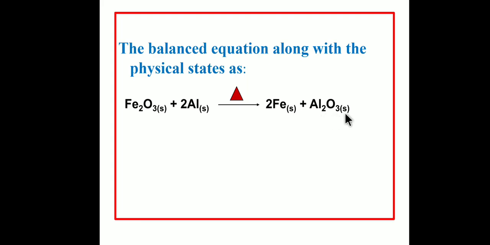That means this equation is not only giving the formulae, not only giving the conversion of the reactants into the products, it is also giving more information: whether the substances are in solid state or liquid state or gaseous state, we are clearly giving that information. So this equation is more informative.